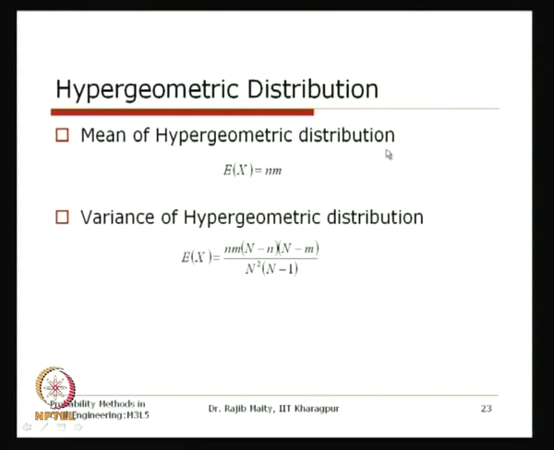The mean of this hypergeometric distribution is n m, and the variance of the hypergeometric distribution can be shown to follow this expression.